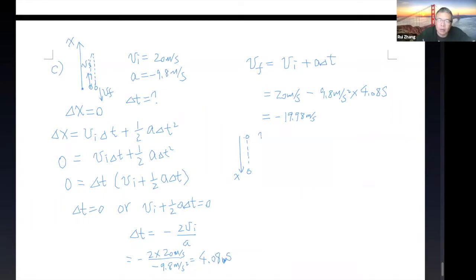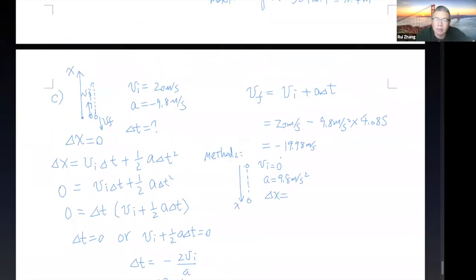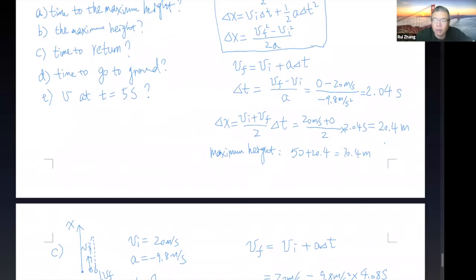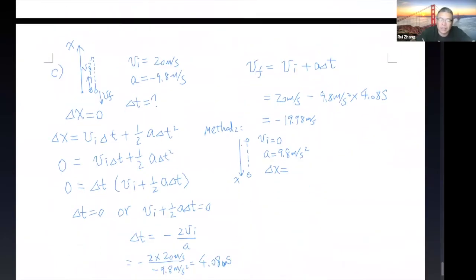for this motion here, we have VI equal to 0, right? Because this is where we start from at the height. Okay, so this is the second method, method two. And then the acceleration now is a positive 9.8 meter per second squared, right? Now we don't know VF certainly, and we're trying to figure out delta T, but we know delta X, right? That's the same displacement we calculated here. That's 20.4. And since we define this as our positive direction, this is a positive 20.4 here, okay?